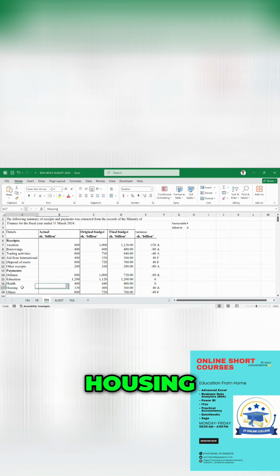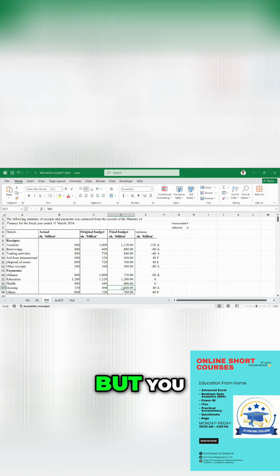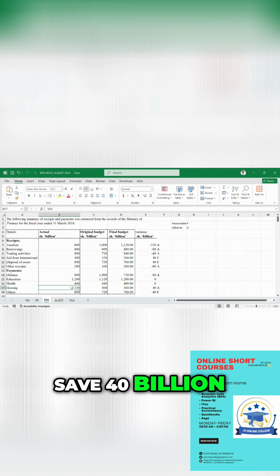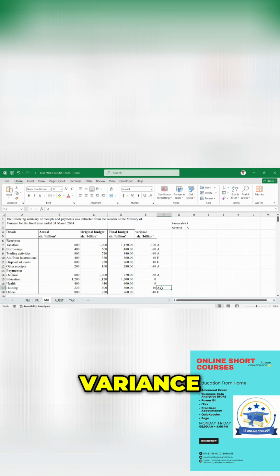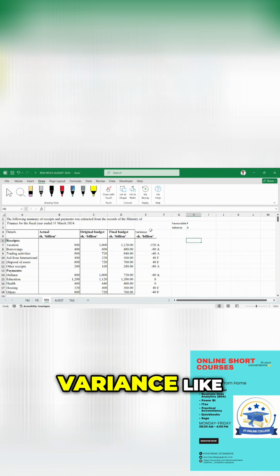Let's come to housing. In housing, you budgeted 360, but you ended up spending only 320, meaning you saved some amount, which is about 40 billion. So when you save 40 billion, that is a favorable variance. So we give it a connotation of favorable. That is a favorable variance like that.